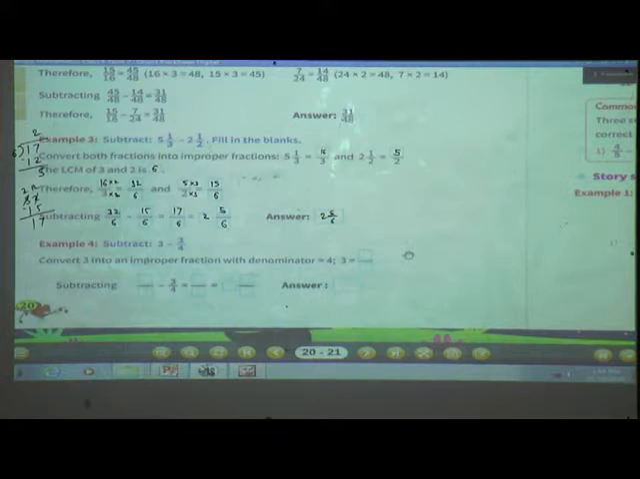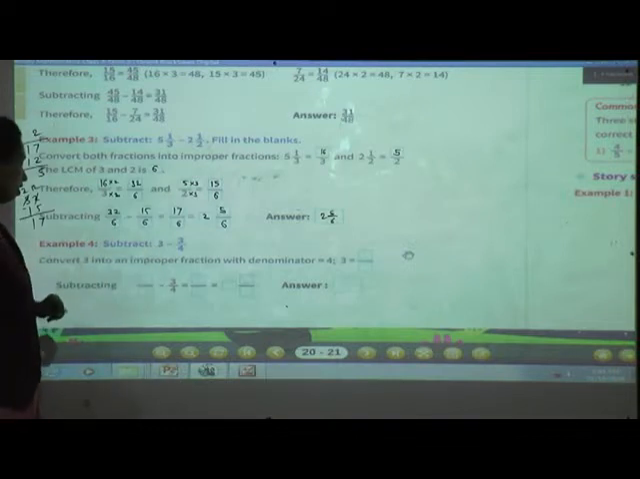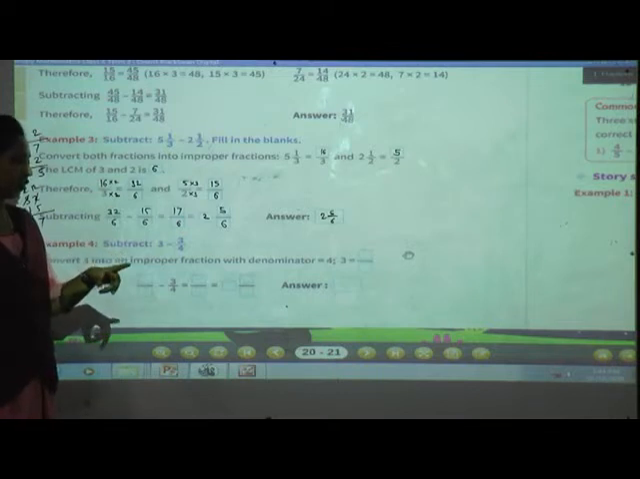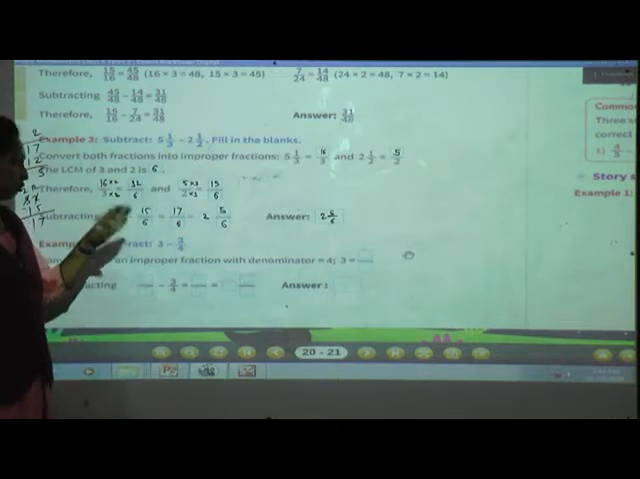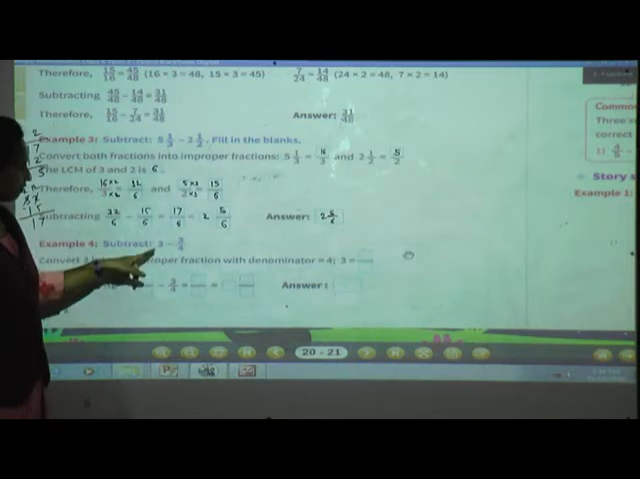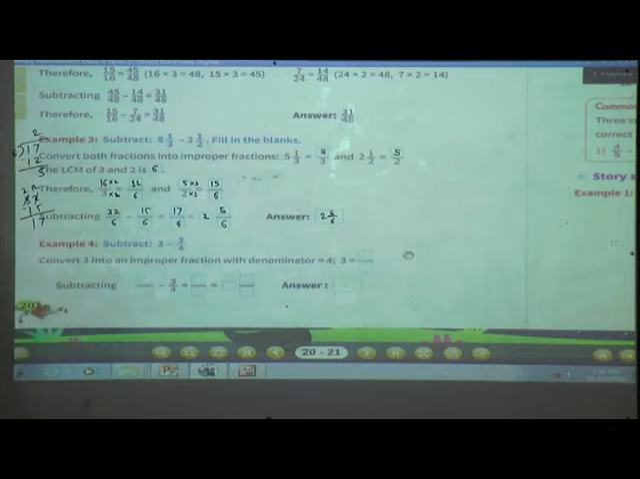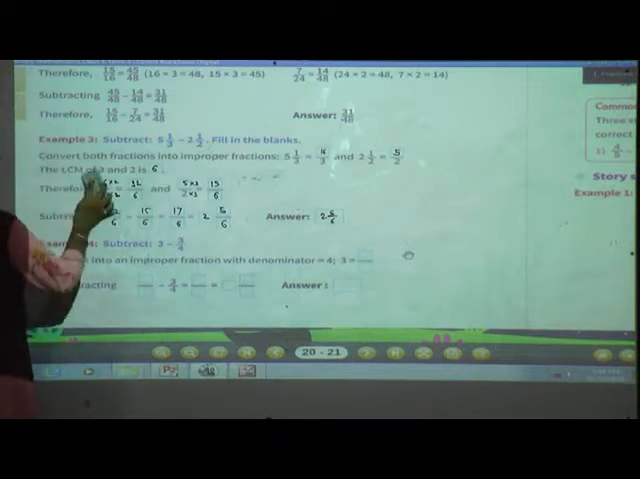The fourth example you are going to solve on your own. Now here I will tell you 3. 3 is a whole number. So convert 3 into an improper fraction with the denominator equal to 4. So if nothing is there, what is there? 1 is there. So in this way you try this fourth one. Now let's start solving our exercise 1.12.